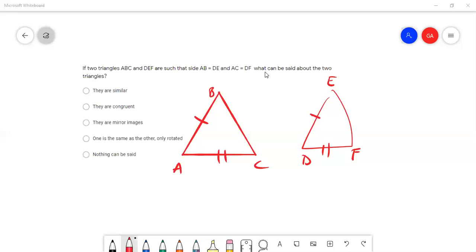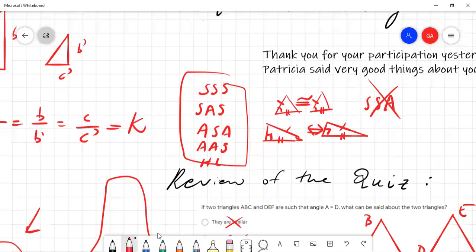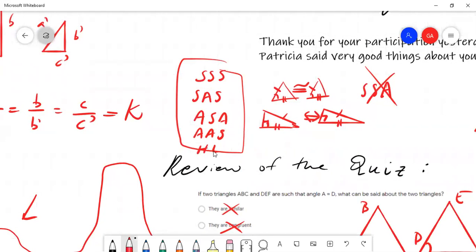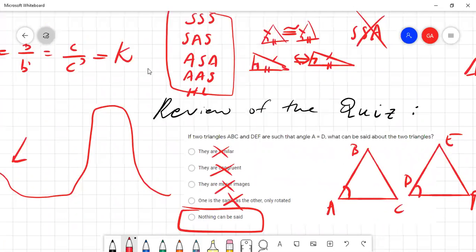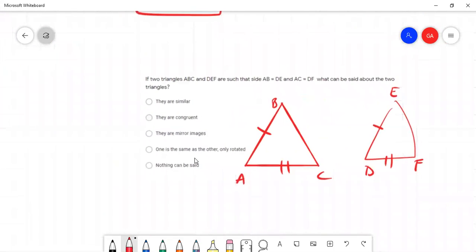Congruent? No, they're actually not congruent either, because remember, our conditions for congruence, besides HL, which is not applicable here because we don't have right angles, you always need three pieces of information to be shared. And here you only have two. So can anything be said? Nothing can be said, because the angle is not known.